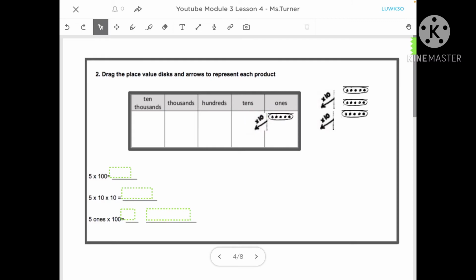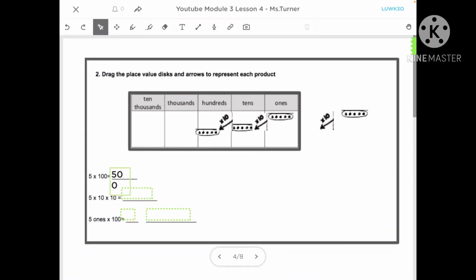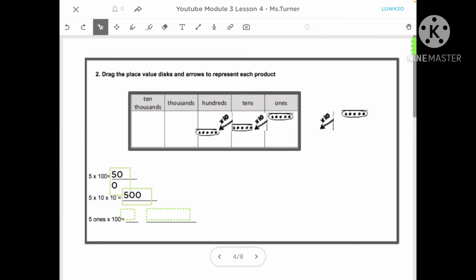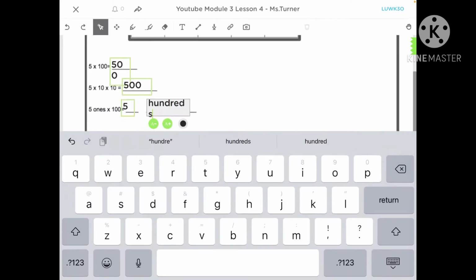I'm going to be dragging or multiplying by 10 2 times because I need to go all the way to the hundreds. I know this because I'm multiplying by 100, which is the same thing as saying 10 times 10. So I'm going to be dragging my 5 ones all the way over to the hundreds. So that means that 5 times 100 equals 500. Which is the same thing as saying 5 times 10 times 10, which is also 500. And 5 ones times 100 is the same thing as now saying 5 hundreds.